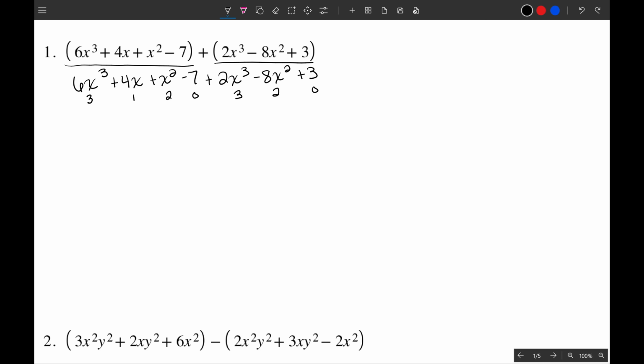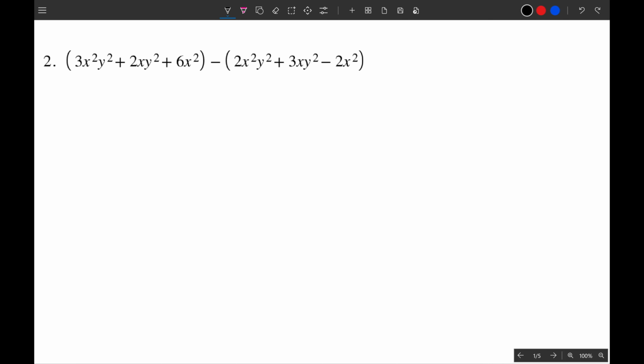So I have 6x to the third plus 2x to the third. That gives me 8x to the third. My next biggest degree is the 2, so I have a 1x squared and a negative 8x squared. That gives me negative 7x squared. After that, we have a degree of 1, but nothing else goes with that 4x, so plus 4x. And then negative 7 and positive 3 make negative 4.